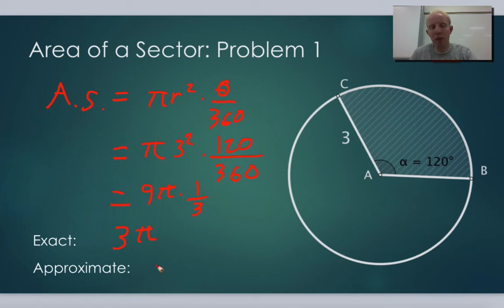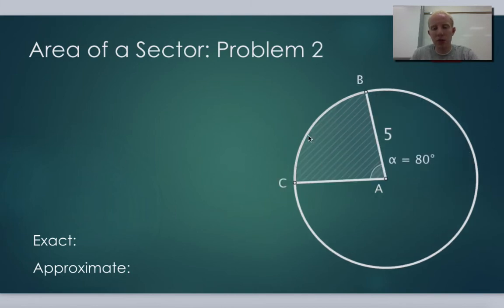Then if we wanted to find the approximate, we plug that into our calculator. 3 times pi, which gives us 9.42 about. Okay? So there we go. We know exactly how much this sector is. We know approximately how much the area of this sector is. Okay? Let's do one more problem just to make sure we got it.